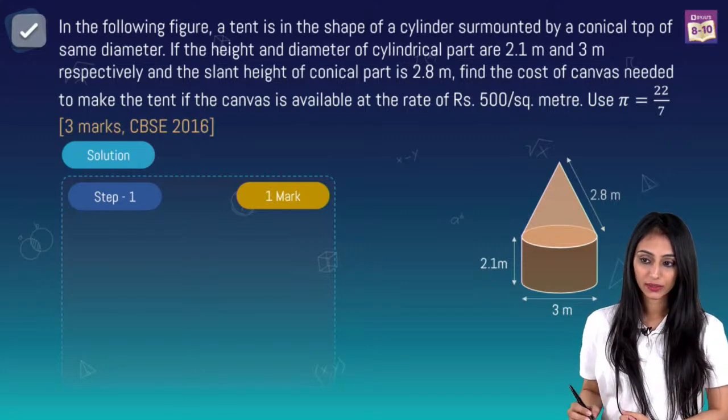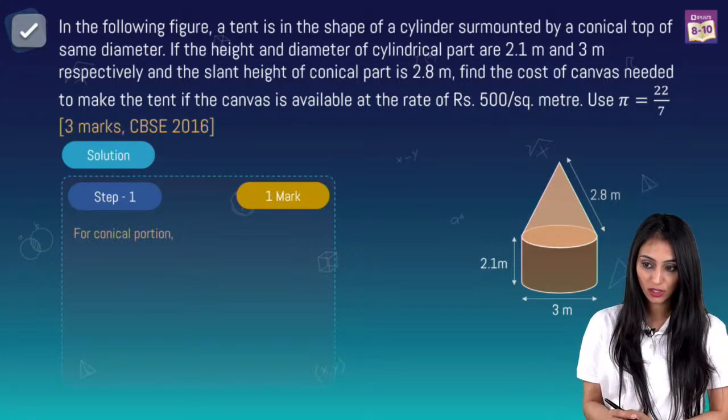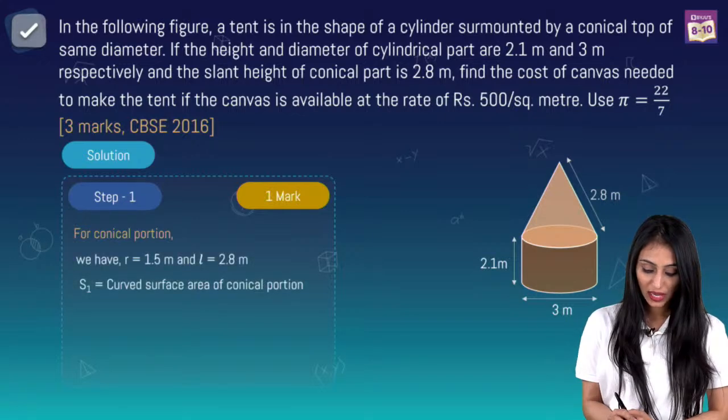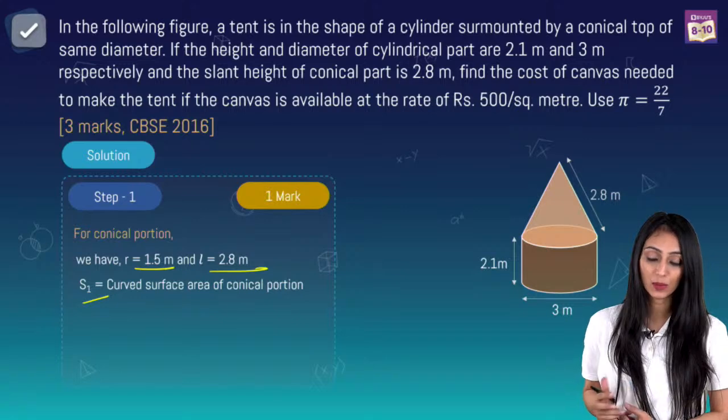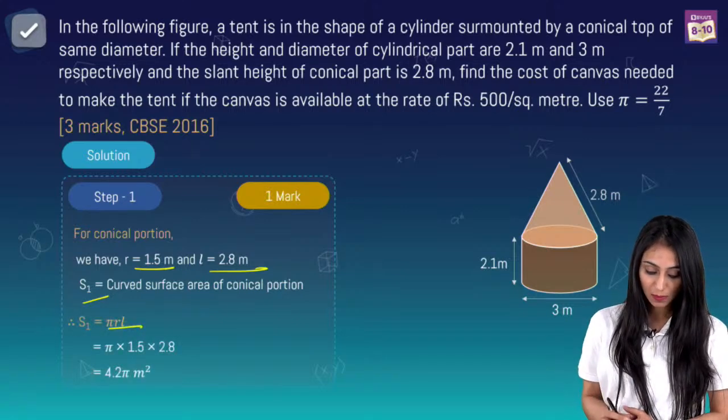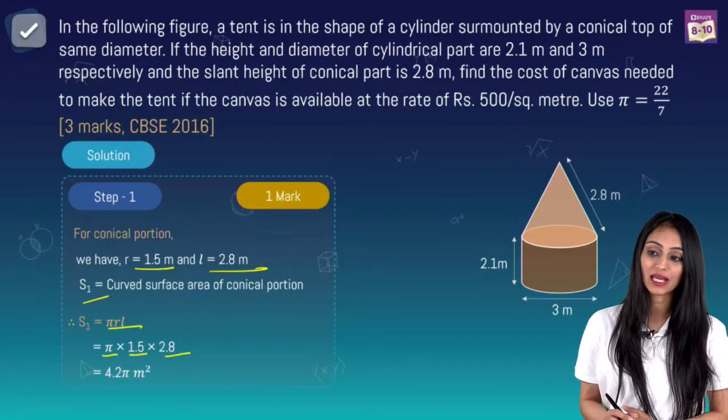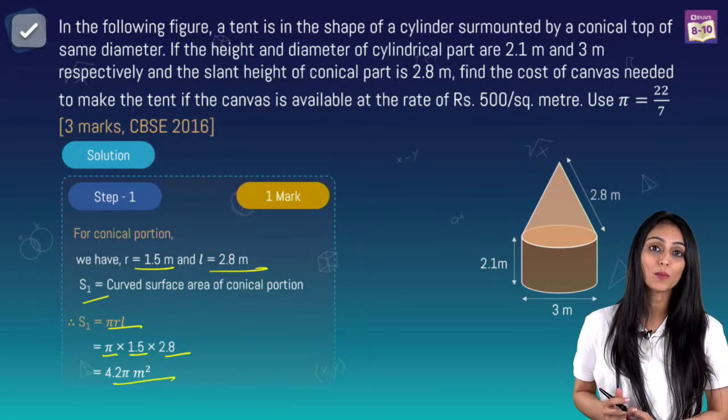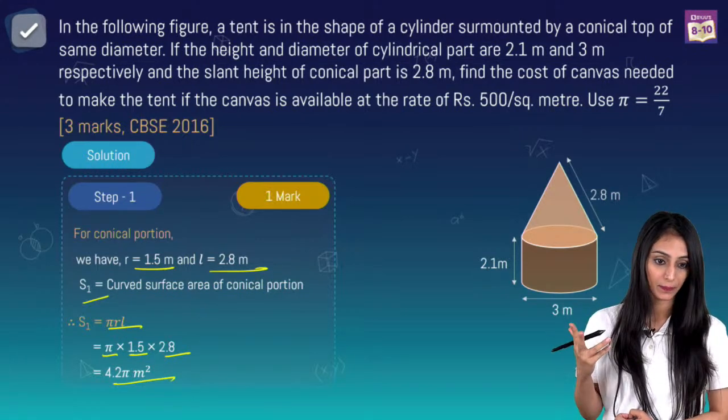Right, absolutely, Lohita. So what I'm going to do here is, for the conical portion, first of all, we have the radius, that's 1.5, slant height is also there. I'm denoting the curved surface area with S1. So we have S1 is pi RL, pi times 1.5 times 2.8, that's going to be 4.2 pi meter square.